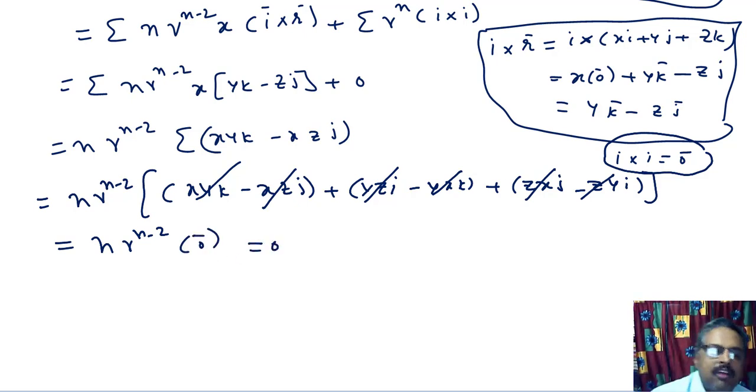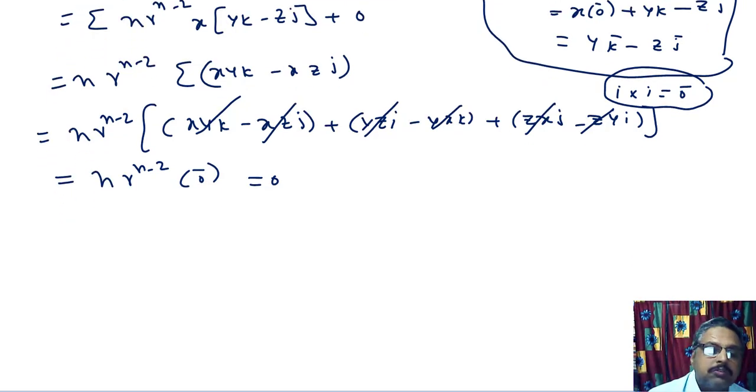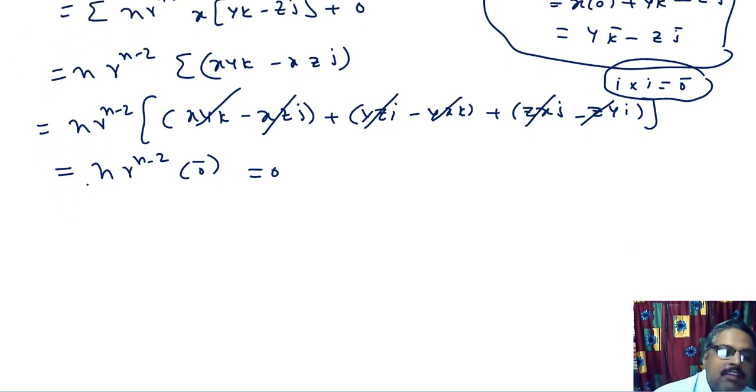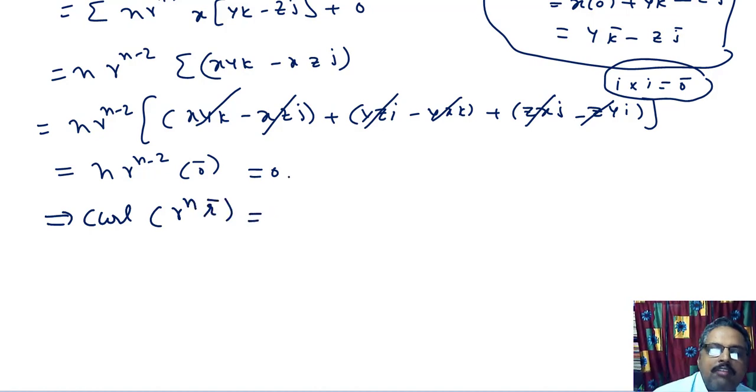What is the left hand side? Curl of r power n into r bar is always 0 vector.